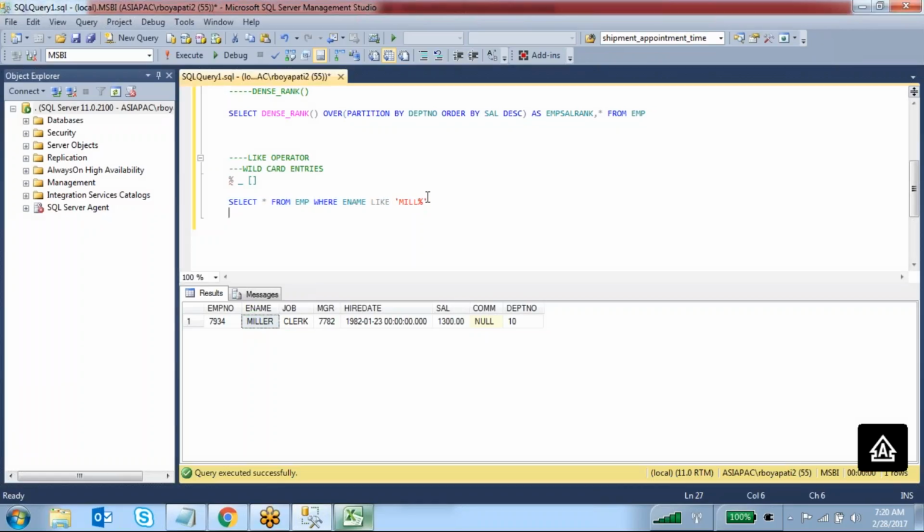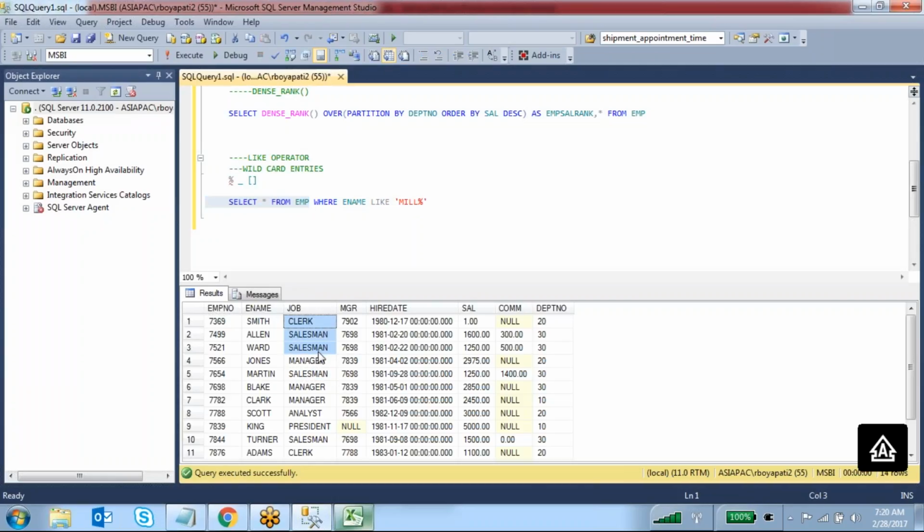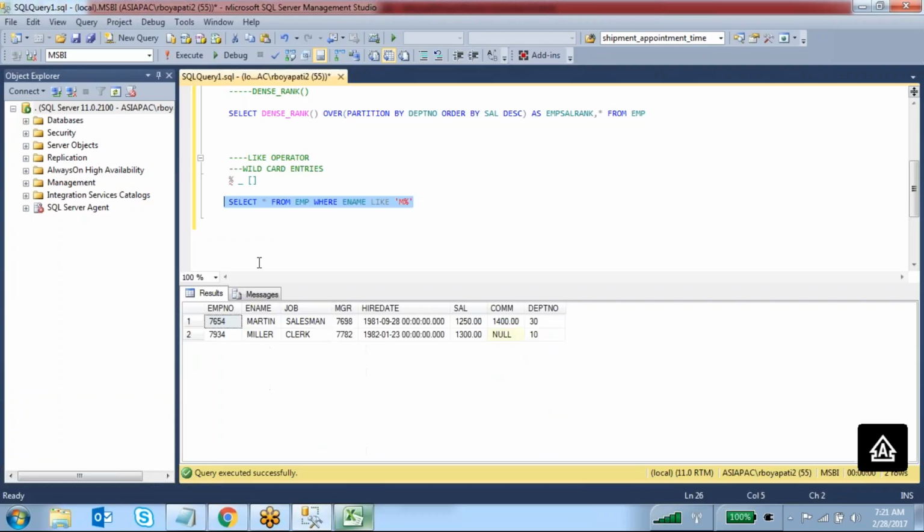Right. For example, in this table you have some employee names. What I want to find out is all the employees whose name starts with M. How many employee names start with M? I want all those employees' information. So the starting character is M, and then you put the percentage symbol. It will take all the employees starting with M, followed by any characters. See here, it is Miller and Martin.